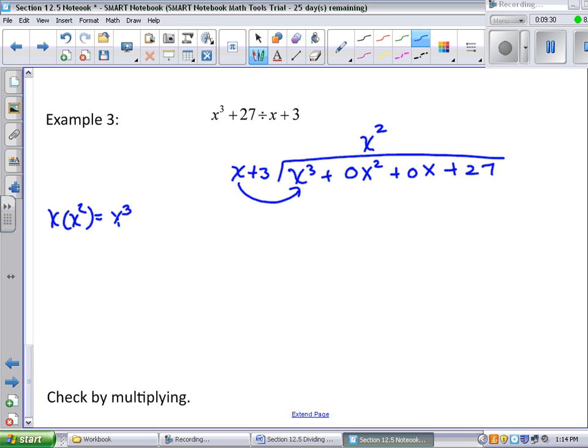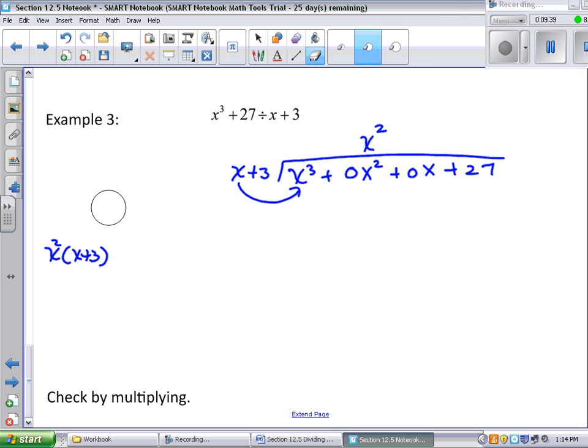And actually, I want to multiply x squared times x plus 3 instead of just the x. And I will have x cubed plus 3x squared, which I'll put under here.